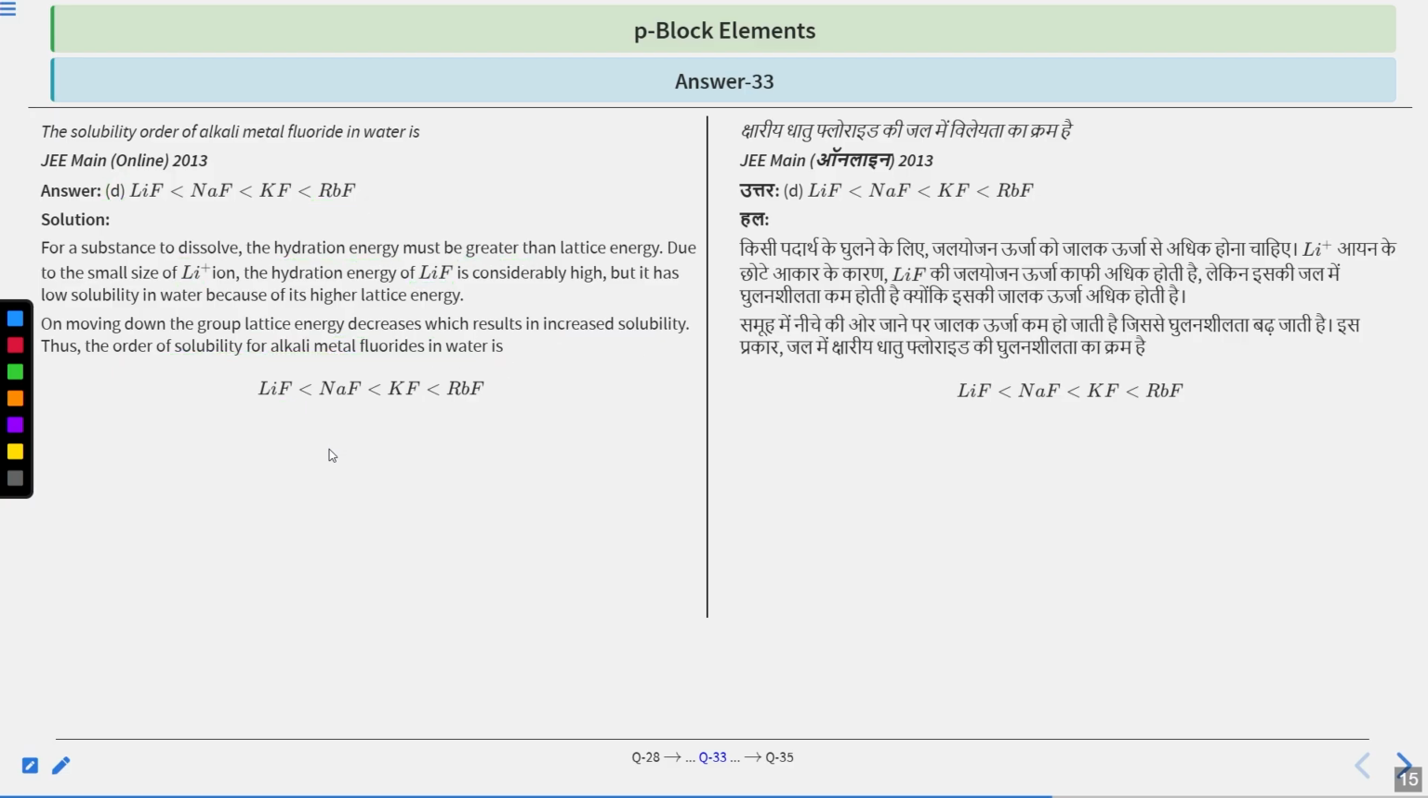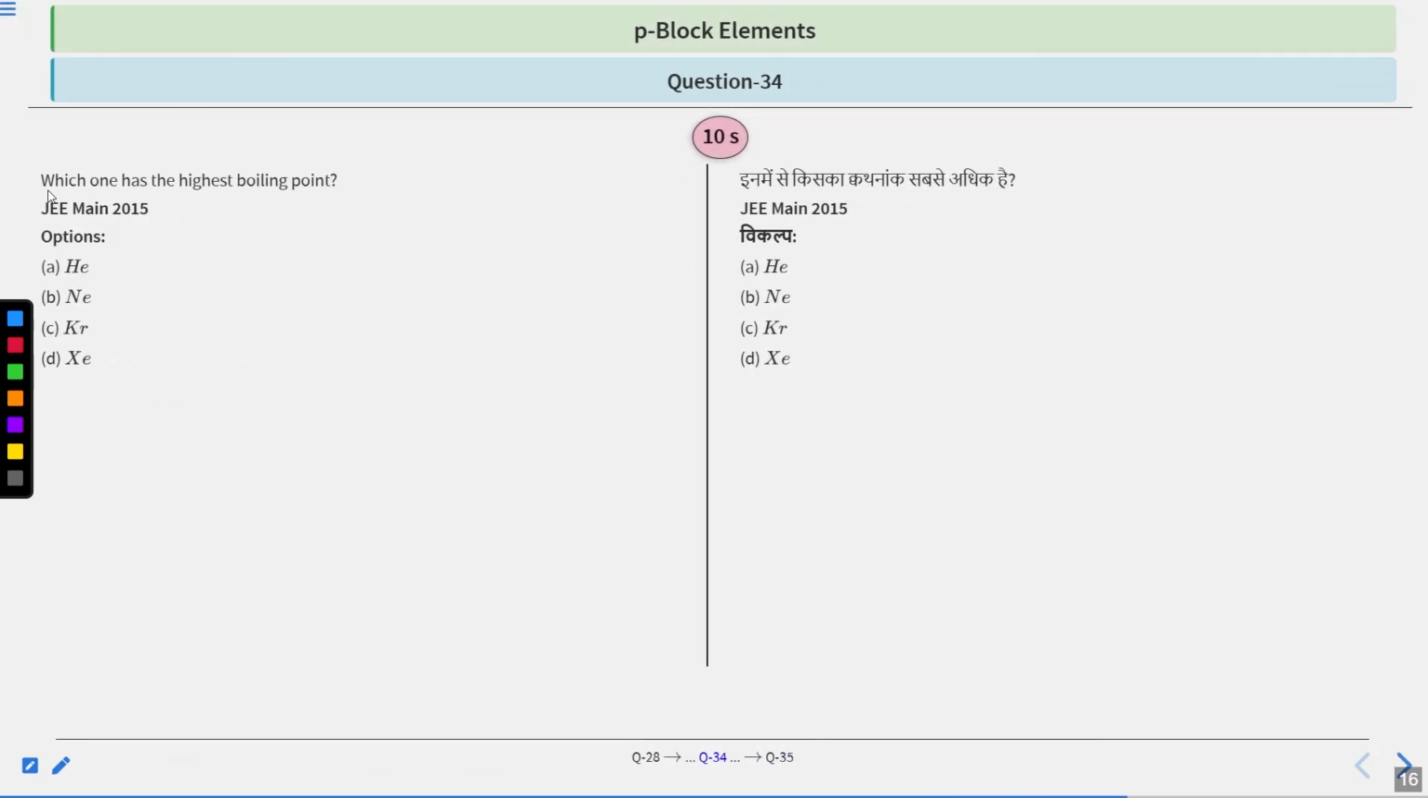Okay, let's move to the next question. Question number 34. Which one has the highest boiling point? Options are helium, neon, krypton, xenon. You have 10 seconds to solve this question. After that, we will see the answer.